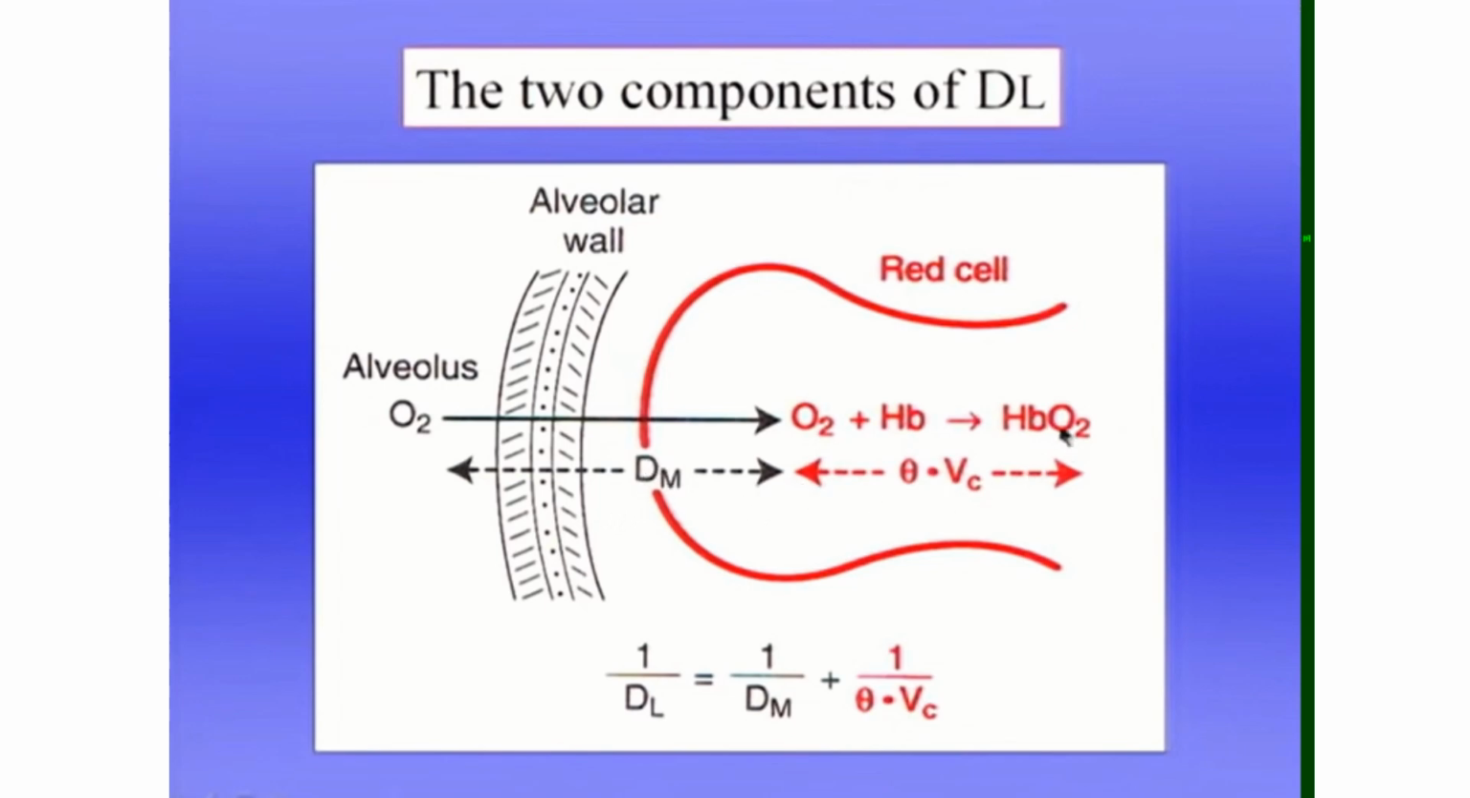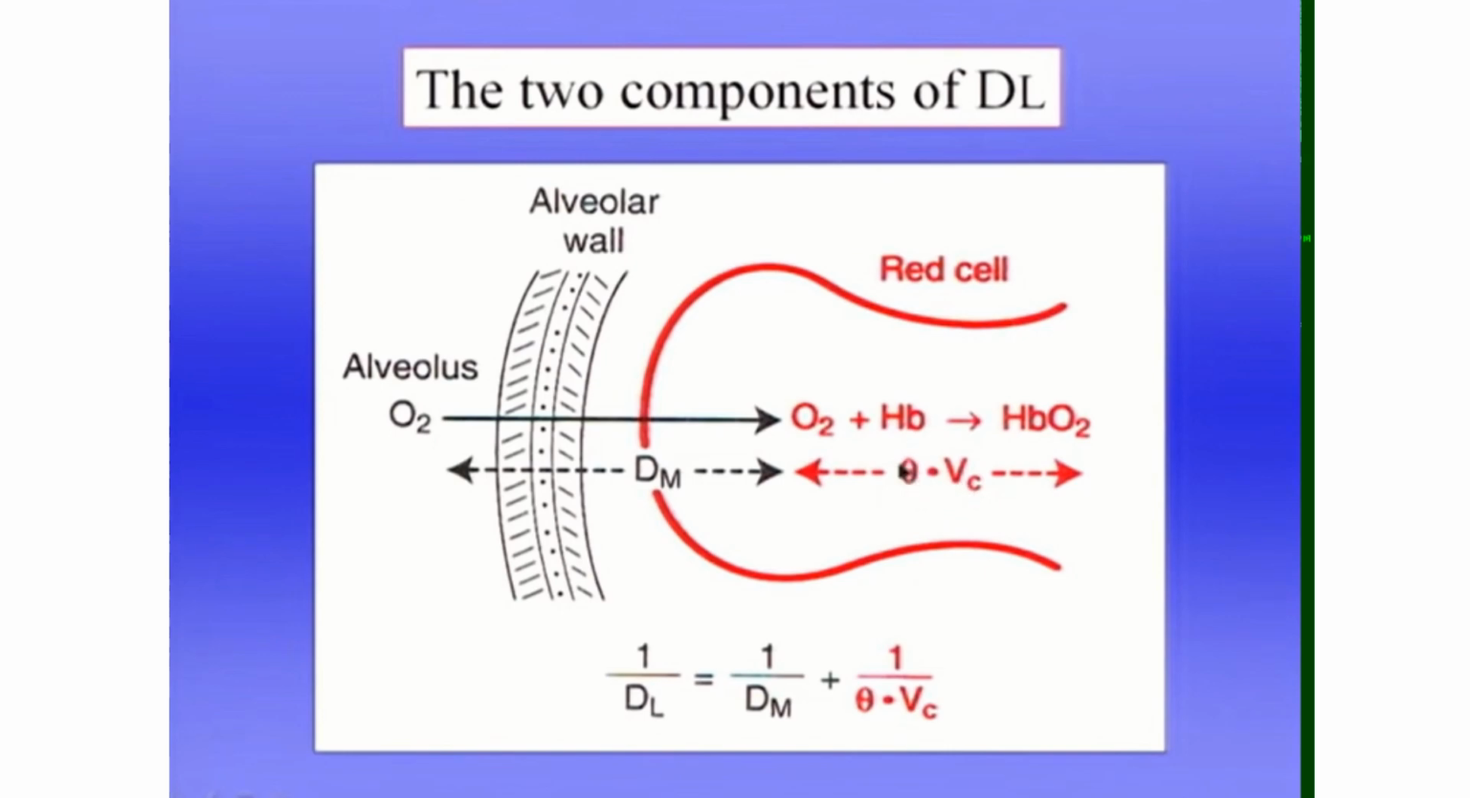And the second is this reaction rate of the oxygen with the hemoglobin. And we're going to indicate that as theta Vc, where theta is the rate of reaction of oxygen with hemoglobin, and Vc is the volume of blood in the pulmonary capillary. And incidentally, V here means volume, and the lowercase c is used because we're talking about blood, volume of blood in the pulmonary capillary.